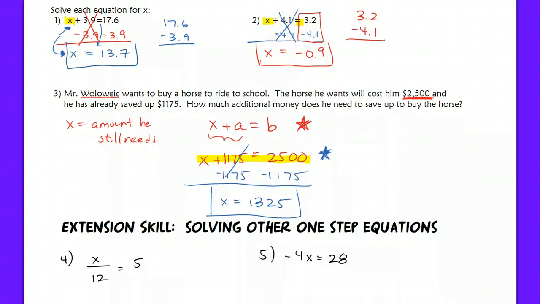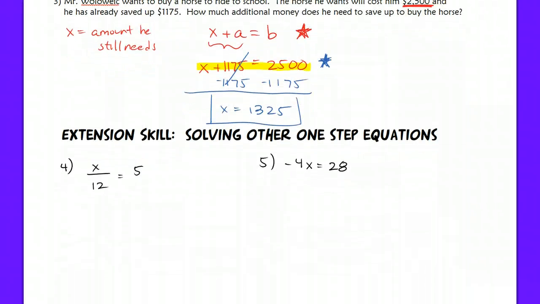Alright, finally we have an extension skill in this section, and in this skill you're going to be solving equations that are not of the form x plus a equals b. So for example, in number 4, I don't see x plus a number equaling a different number. Now I see x divided by a number equaling a number. So there's two ways again that I can think of this. I can ask myself, what number divided by 12 will give me the number 5? If you know that answer right away, great. If not, here's what you're going to do.